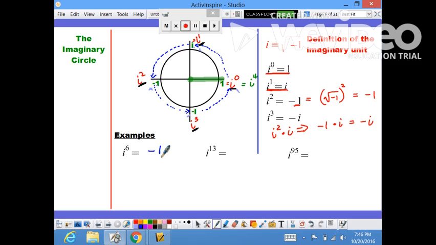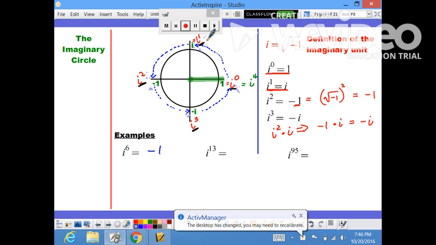We can do the same thing again with i to the power 13. Okay, we start at 0 again and we work our way around. So 1, 2, 3, 4, 5, 6, 7, 8, 9, 10, 11, 12, 13. So i to the power of 13 is i.